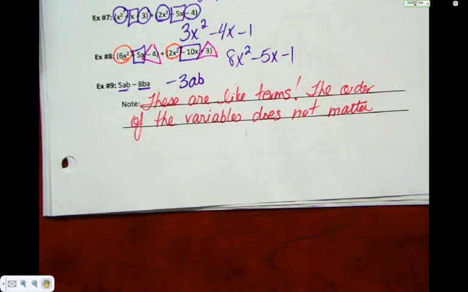Okay, so don't let it throw you off when there's 2 variables. Don't let it throw you off when they're in different orders. It's still the exact same thing. We're just adding them together.